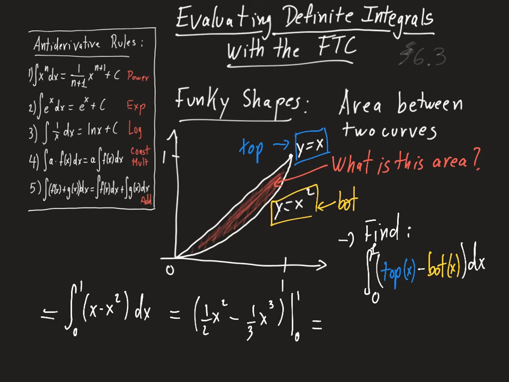So when you plug in 1, you'll see that this is 1/2 minus 1/3. And then you subtract what you get when you plug in 0, but you'll see that when you plug in 0, this is just 0 minus 0. And so the final answer that we get here is just going to be 1/2 minus 1/3, which is equal to 1/6.